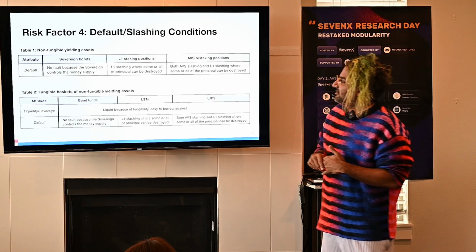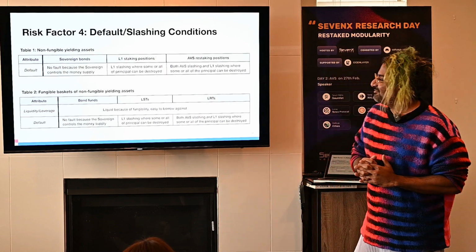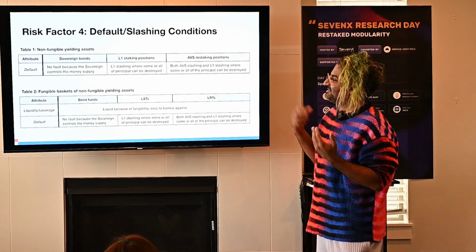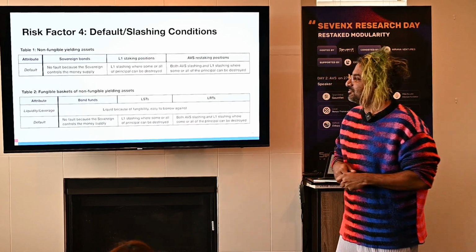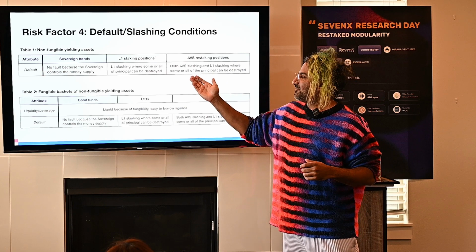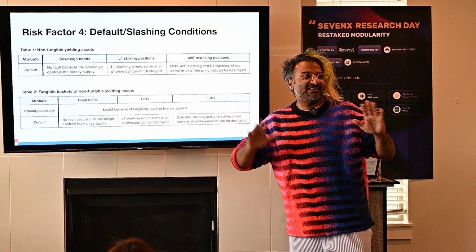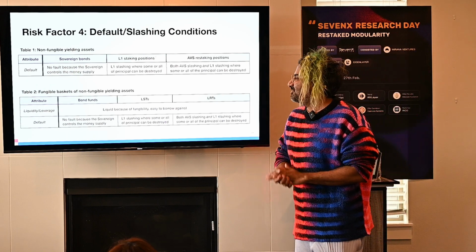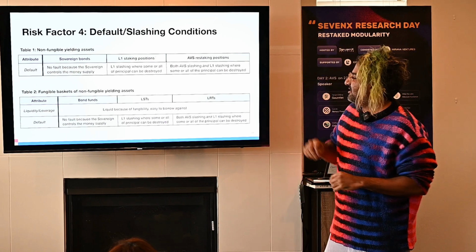Okay. We only have 2 more of these, so don't worry. Risk factor 4 is the default or slashing conditions. Sovereign bond case, no fault. The sovereign controls the money supply. Again, only if you're issuing bonds in your own currency. Ask Argentina for examples of what happens otherwise.